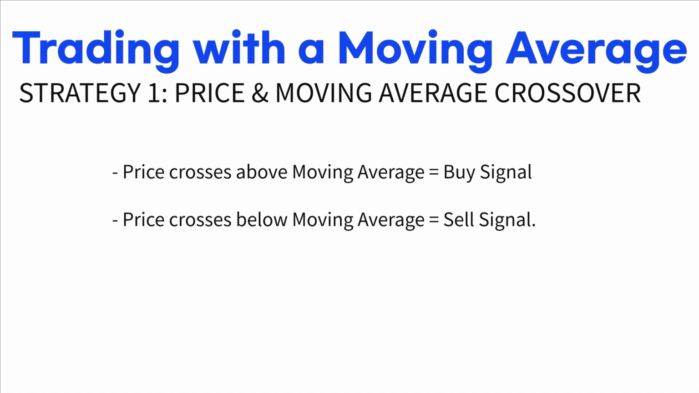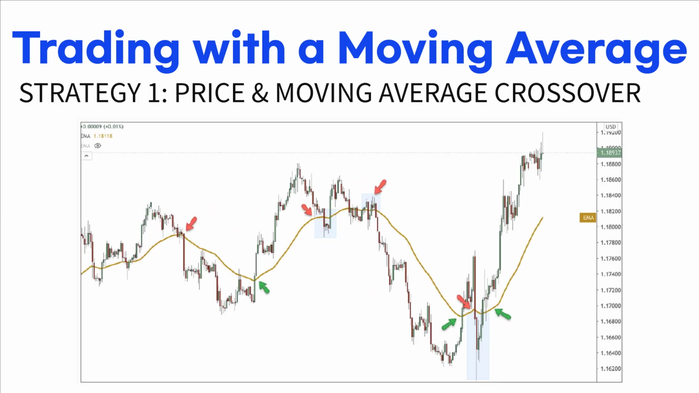In this case, using the 20 EMA as an example, with reference to the chart below, we can see that after prices cross above the moving average, it tends to move higher. This shows a strong bullish momentum and could generate a buy signal for traders, as represented by the green arrows. Conversely, when prices cross below the 20 EMA, prices tend to move lower. This shows a bearish momentum, generating a sell signal, as represented by the red arrows.